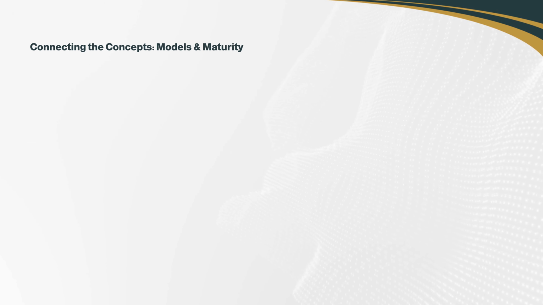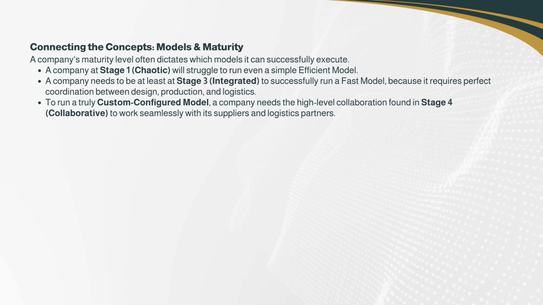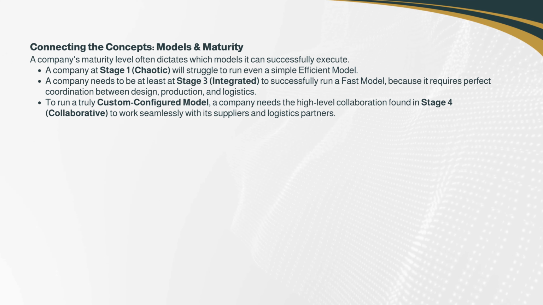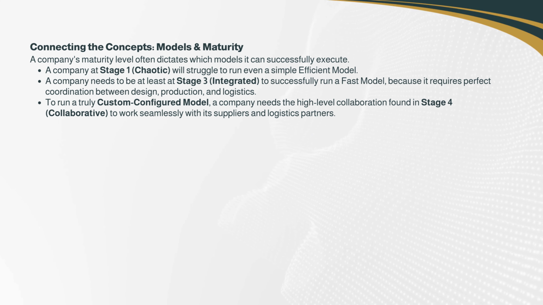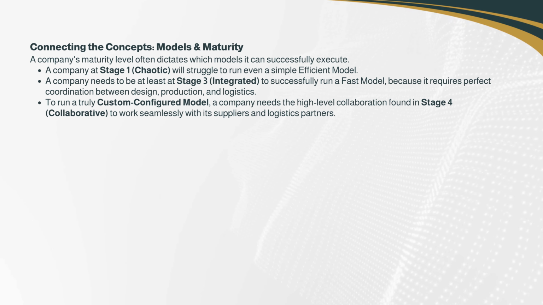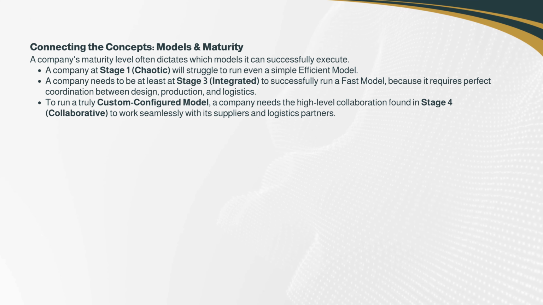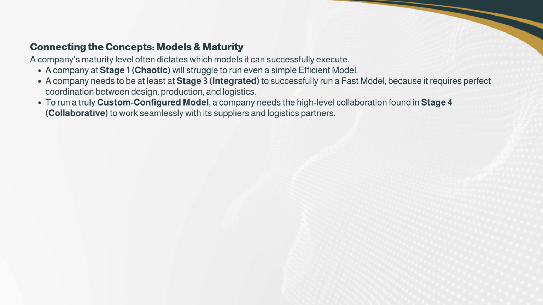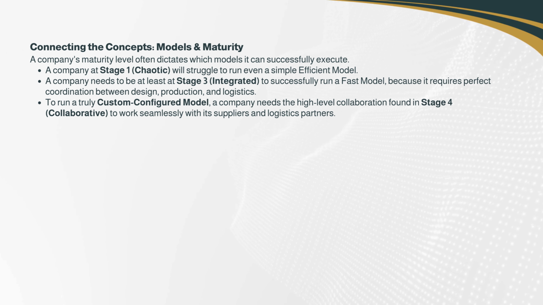Connecting the concepts, models and maturity. A company's maturity level often dictates which models it can successfully execute. A company at stage 1, chaotic, will struggle to run even a simple efficient model. A company needs to be at least at stage 3, integrated, to successfully run a fast model, because it requires perfect coordination between design, production, and logistics. To run a truly custom configured model, a company needs the high-level collaboration found in stage 4, collaborative, to work seamlessly with its suppliers and logistics partners.